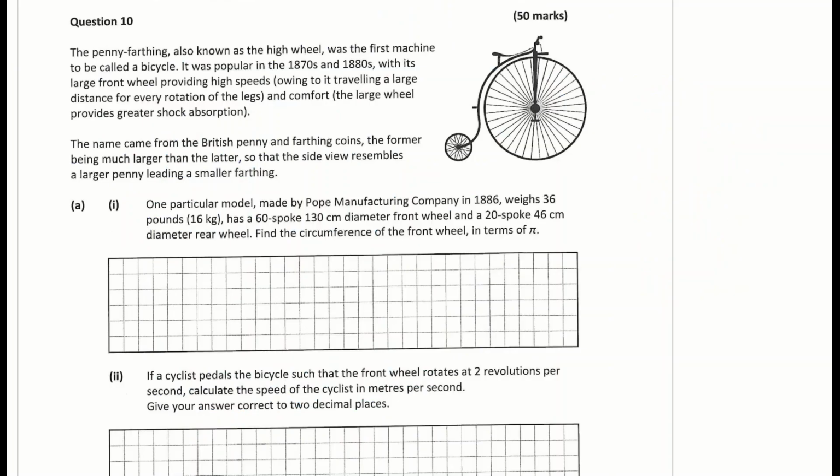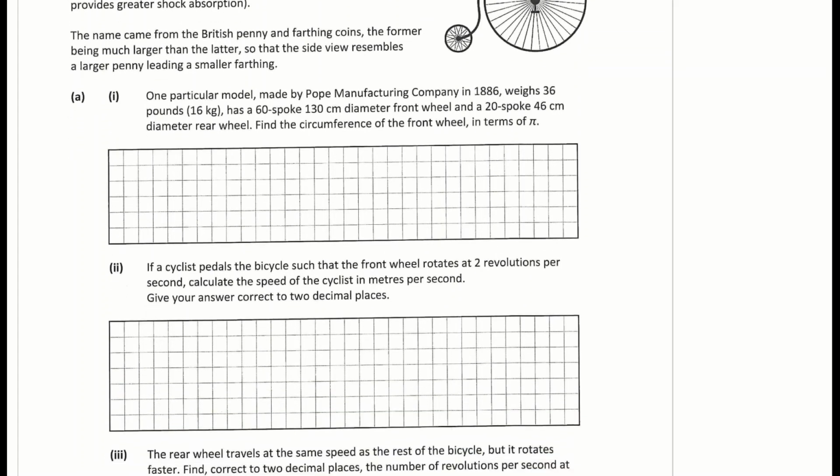Question 10a, part 1. One particular model, made by Pope Manufacturing Company in 1886, weighs 36 pounds, has a 60-spoke 130 centimetre diameter front wheel and a 20-spoke 46 centimetre diameter rear wheel. Find the circumference of the front wheel in terms of pi.